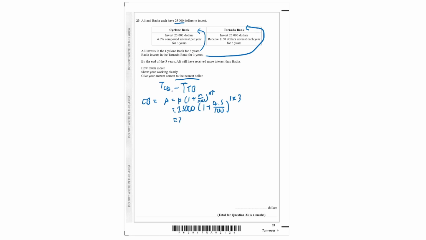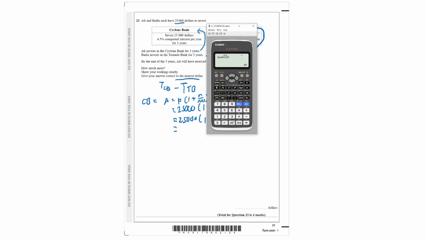We can simplify this to 25,000 into 1 plus 4.5 over 100, so we can simply bring this to 1.045 to the power of 1 times 3. We can simply write that as 3. We can then put this into a calculator to get our answer.